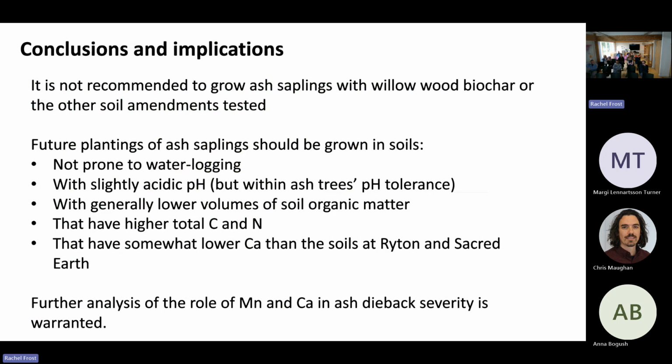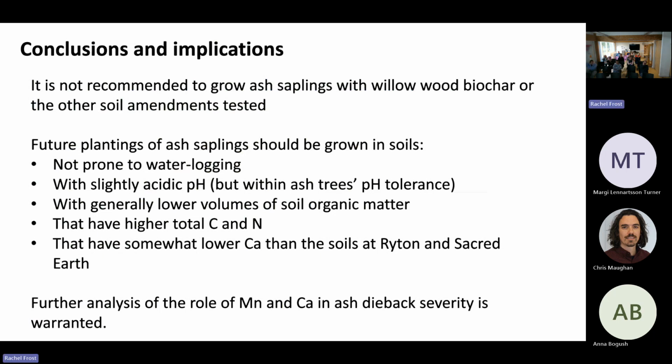However, in terms of future plantings of ash trees, given that they're now trying to breed ash trees that are more resilient, we probably want to be looking to plant those trees out in areas where the soil is not prone to waterlogging and isn't particularly moist. Ash is renowned for being able to grow well in moist conditions, but it does increase the risk of ash dieback. We're probably wanting to look at soils that have slightly lower pH, but within the ash tree's overall pH tolerance. And we probably want to be looking at more mineral soils, so soils that have lower organic matter.